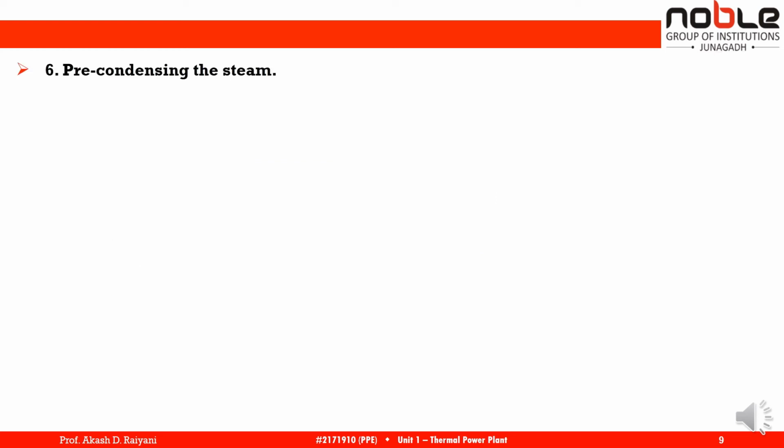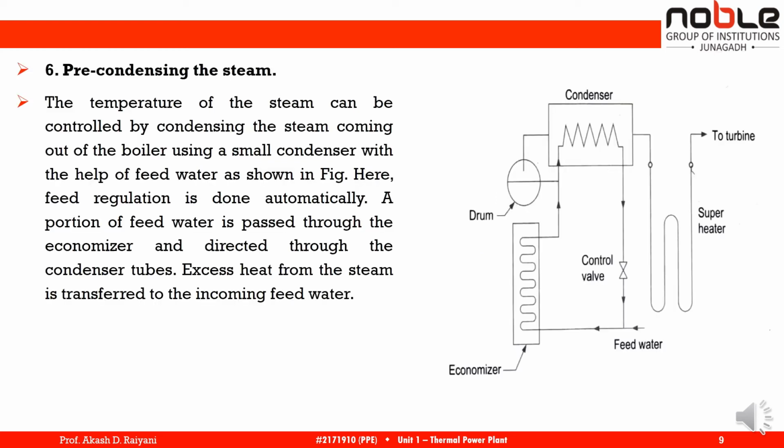Next one is pre-condensing the steam. You can see from the schematic diagram, here we are using a condenser for condensing the steam. The feed water is used for condensing the steam in the condenser. The temperature of the steam can be controlled by condensing the steam coming out of the boiler by using a small condenser with the help of feed water as shown in the figure.